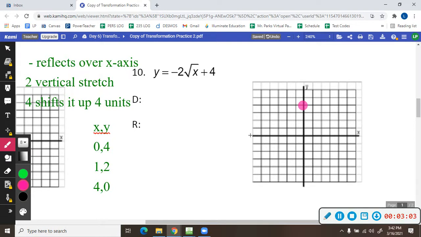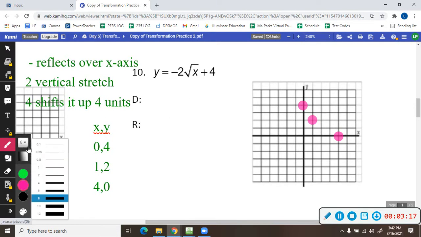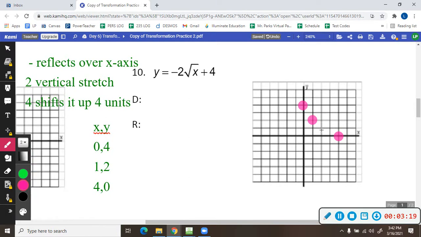So my next point, I already plotted 0, 4. My next point is going to be 1, 2 right here. And then my next point is going to be 4, 0. 1, 2, 3, 4, 4, 0. And then I'm going to make, remember it doesn't go that way at all. It starts here and it kind of curves and curves and curves, and it goes down forever.